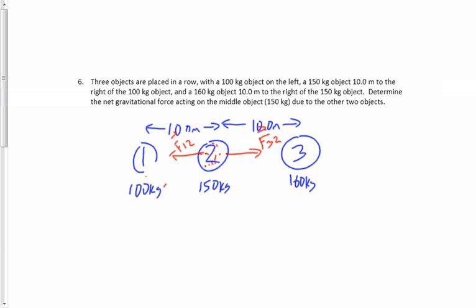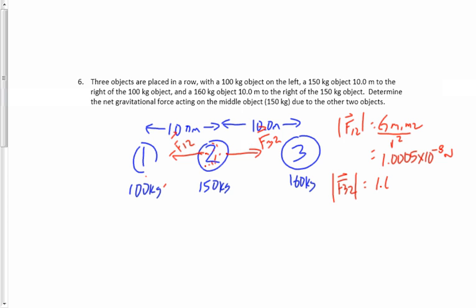Well, let's calculate F12 and F32. Okay, we plug in our numbers for F12. 100, 150, 10 meters works out to be a force of 1.0005 times 10 to the minus 8 newtons. F32. Masses are different here, right? Masses are different. Works out to be 1.6008 times 10 to the minus 8 newtons.